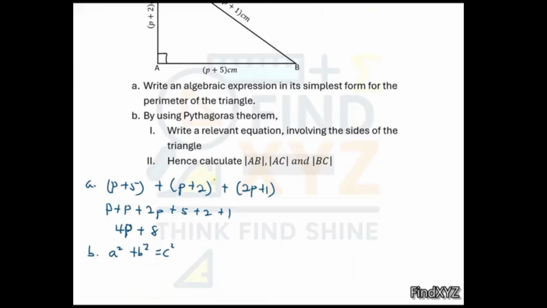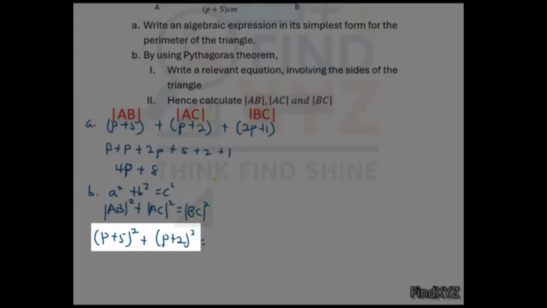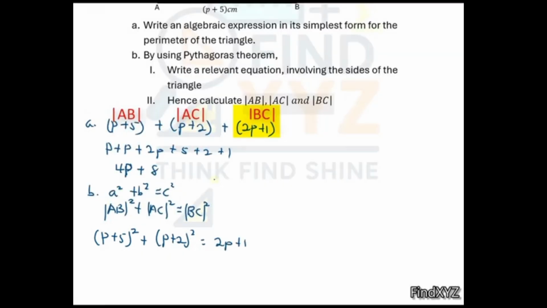We are going to square AB, so we can say AB squared plus AC squared is equal to BC squared. And what is the length of AB? The length of AB is P plus 5, so P plus 5, then we square this. Then what is the length of AC? That is P plus 2, then we square that as well. Then this is equal to the square of the hypotenuse. And what is the hypotenuse? That is 2P plus 1 all squared.